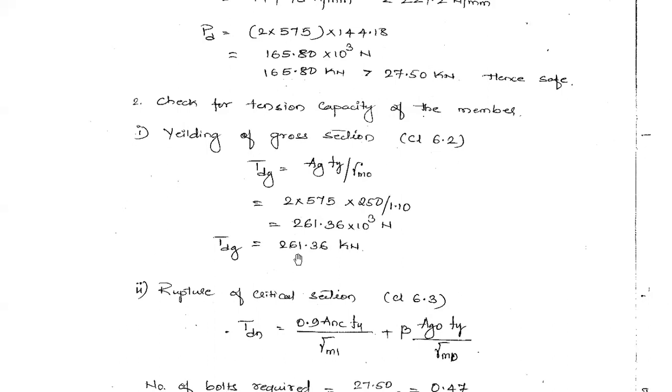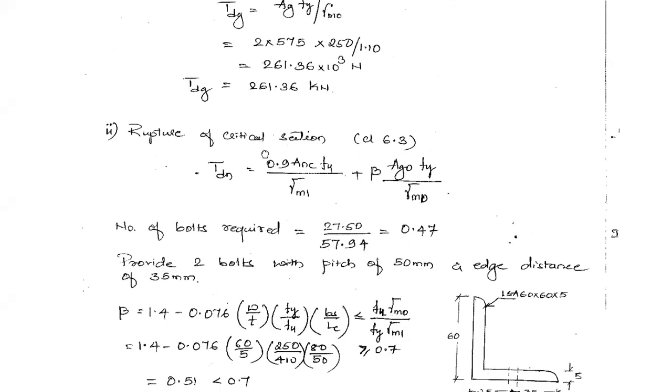This is one of the strengths in tension. Don't compare this with the force which is given to us right now, because we have to decide what is the strength of the member in tension. Still, we have calculated one of the criteria, we have determined against the yield criterion. Now one more criterion is rupture.